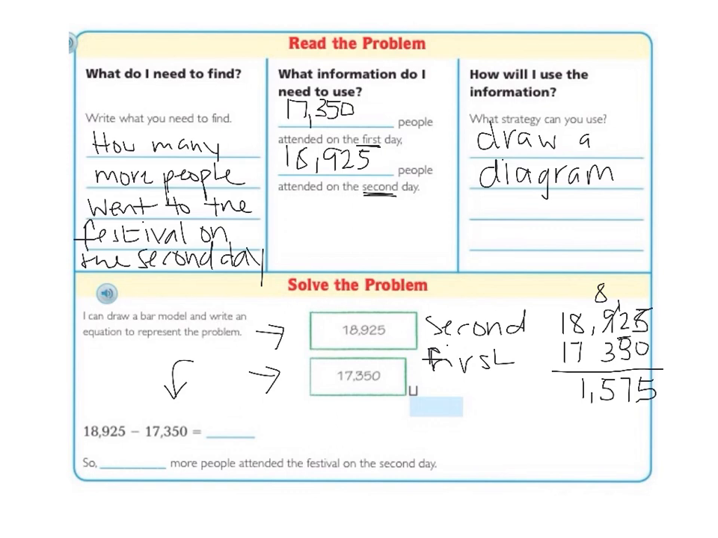So our difference is 1,575. So 1,575 more people went on the second day than went on the first day.